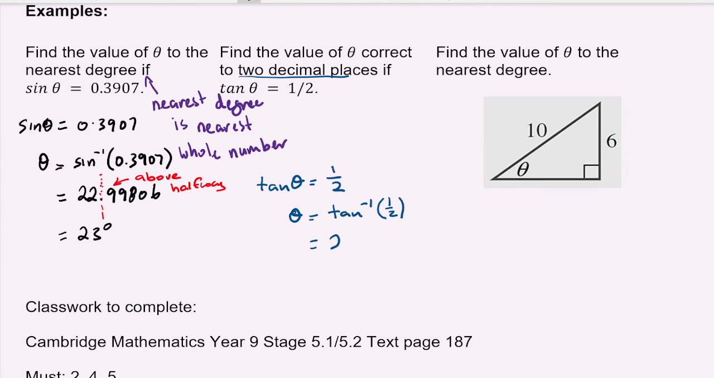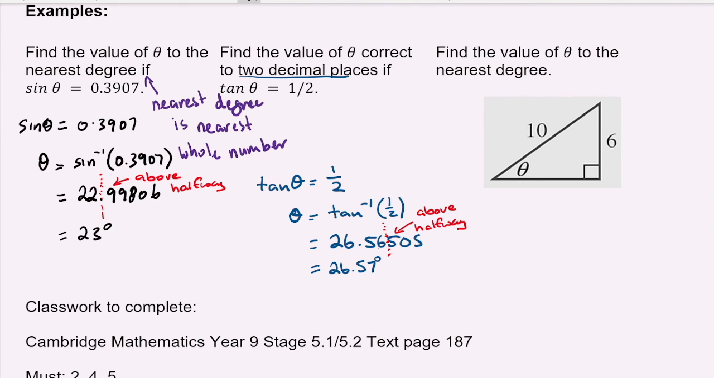26.5650. Okay, I want 2 decimal places for this one. Cut it off at the second decimal place. Look at that third one. We are above halfway. So that means that this 6 here needs to become a 7. Okay, so it's 26.57 degrees.